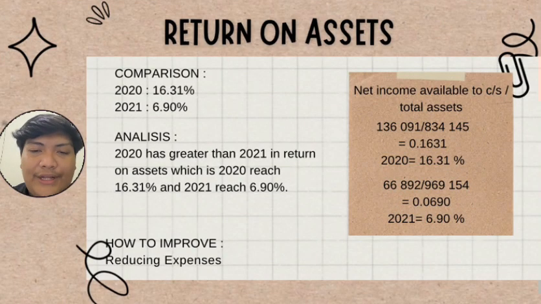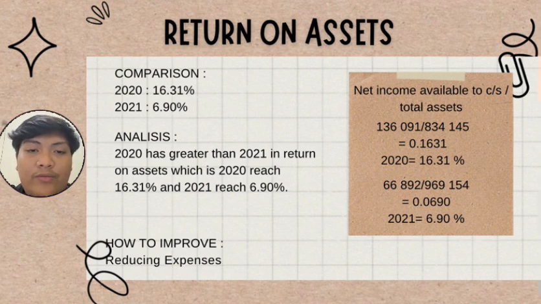Next is return on assets. Net income available to common shares divided by total assets. Comparison 2020 for 16.31% and 2021 for 6.90%. Analysis is 2020 is greater than 2021 in return on assets, which 2020 reached 16.31% and 2021 reached 6.90%.